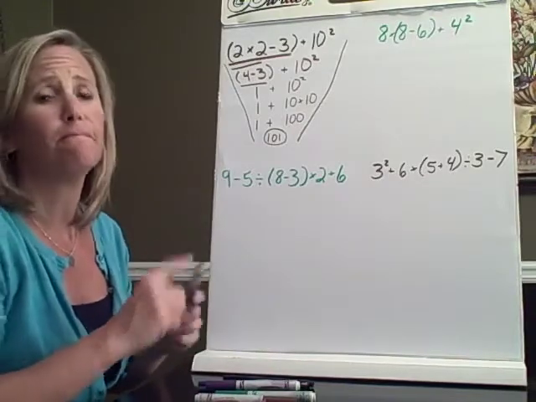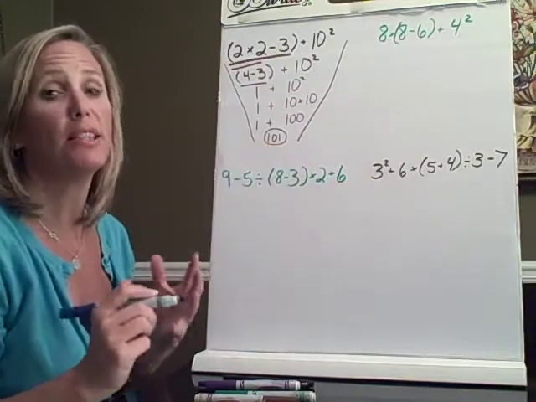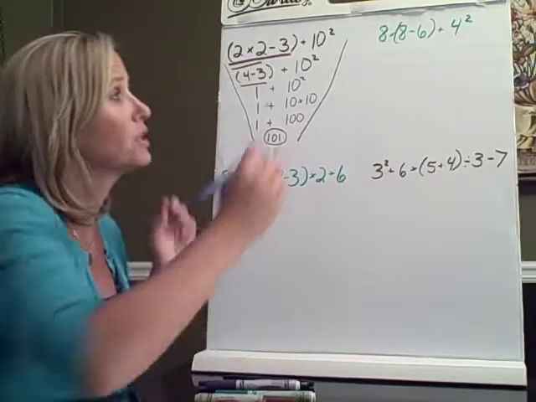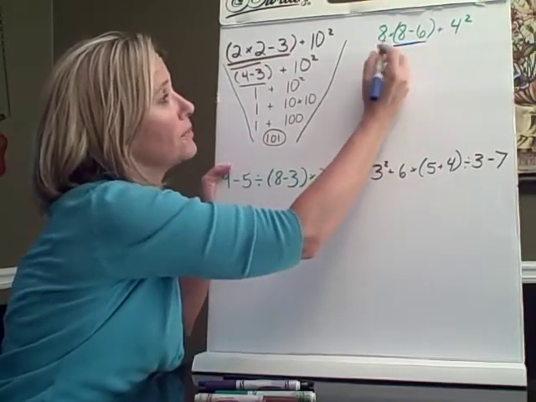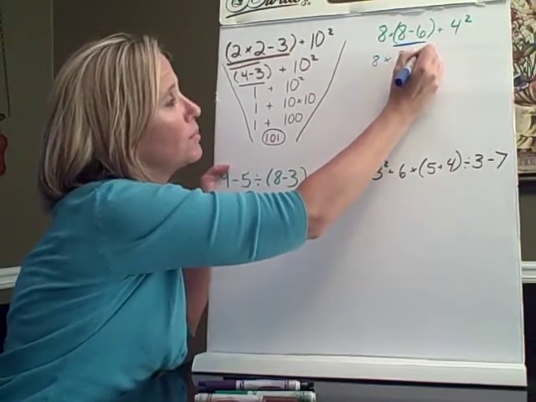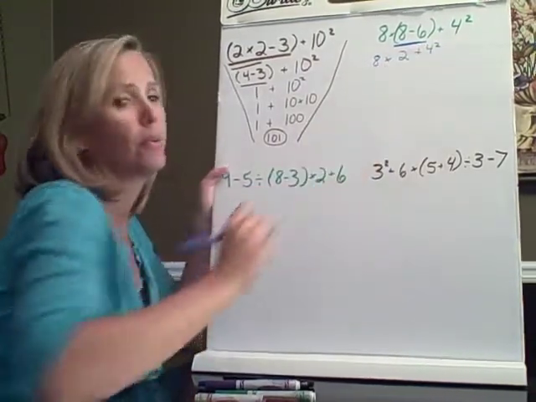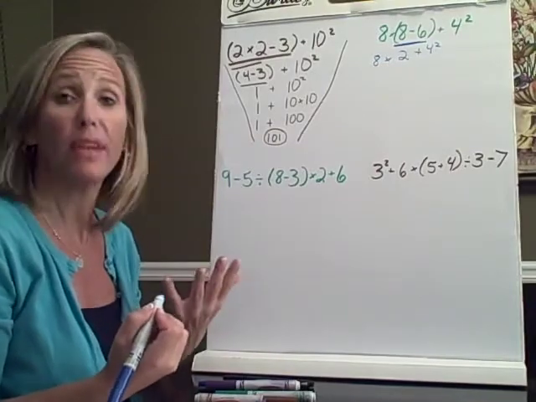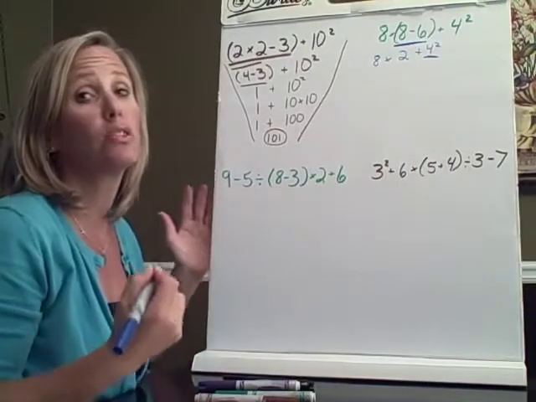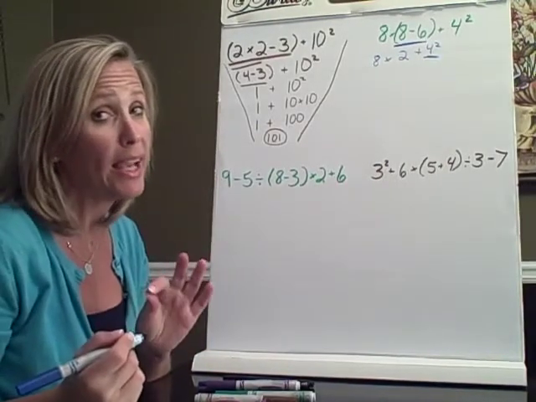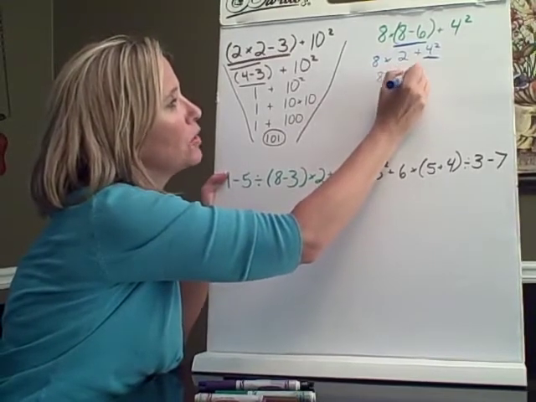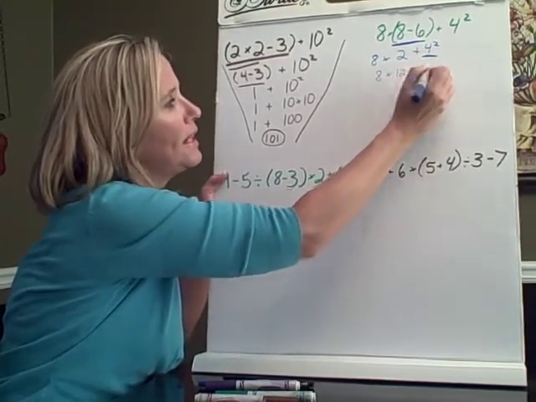If you look, I'm evaluating this expression and I say, wow, there's parentheses in there. I definitely need to do those first. So I'm going to underline those. I'm going to do 8 times 8 minus 6 is 2 plus 4 squared. Then I'm going to say, wow, I have an exponent. That's my next order of operation. Well, I know 4 squared is not 4 times 2. It's not 8. It's 4 times 4. So I have 8 times 2 plus 16.